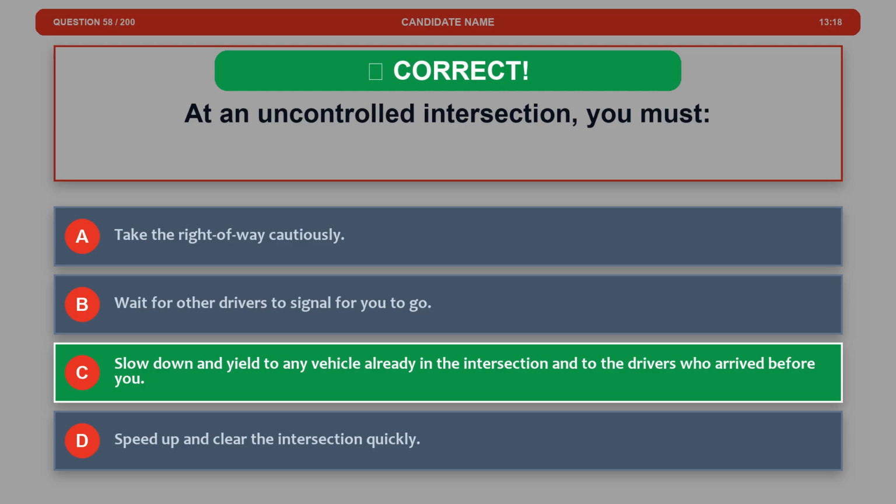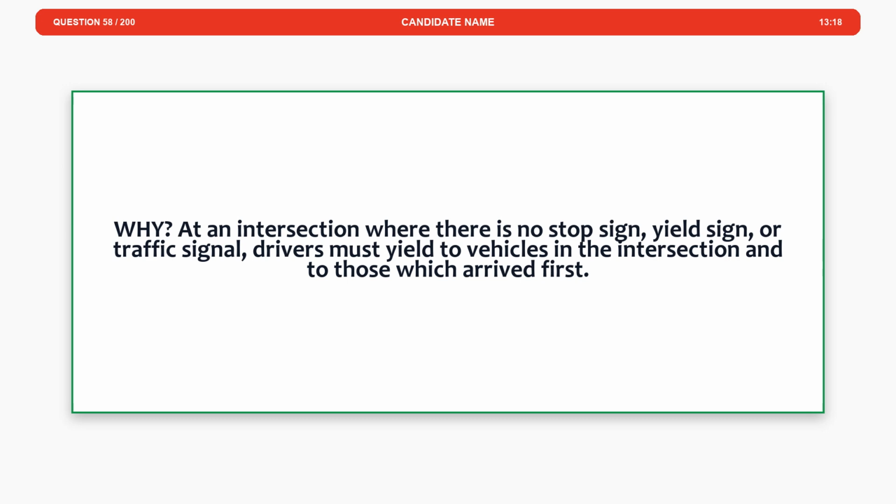The correct answer is option C, slow down and yield to any vehicle already in the intersection and to the drivers who arrived before you. Explanation. At an intersection where there is no stop sign, yield sign, or traffic signal, drivers must yield to vehicles in the intersection and to those which arrived first.